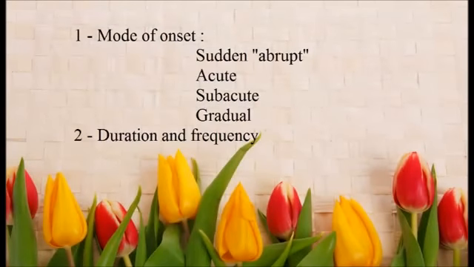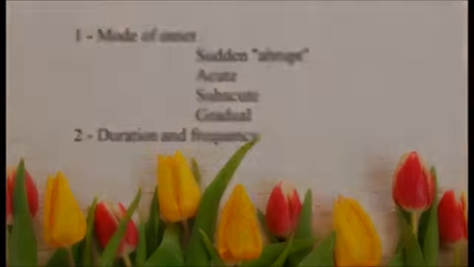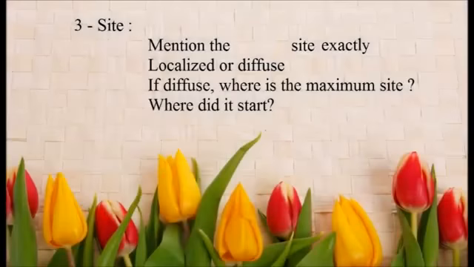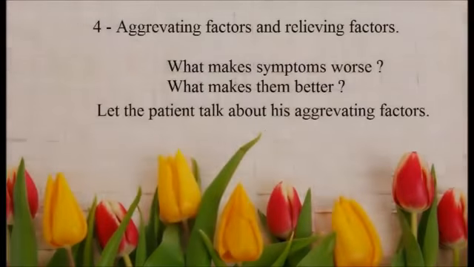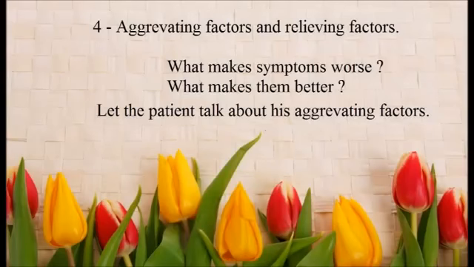The first point in the analysis of chief complaint is the mode of onset. Is it sudden, acute, subacute, or gradual? Duration and frequency. Site of the symptom. Mention the site exactly, localized or diffuse. If diffuse, where is the maximum site? And don't forget to ask about where it started.